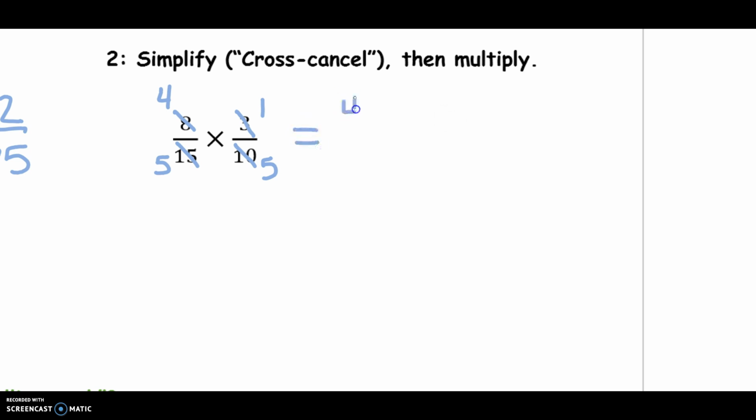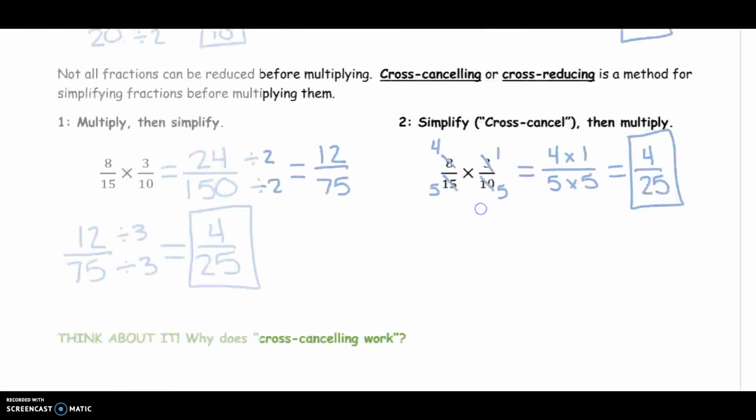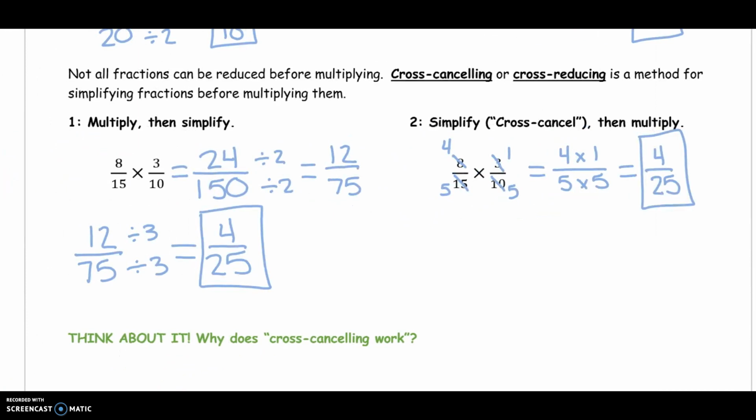Okay, so now I'm going to go ahead and multiply the numerators, which are now 4 times 1 and 5 times 5, and I get 4 25ths, which is the same answer I got before. Notice a lot fewer steps.